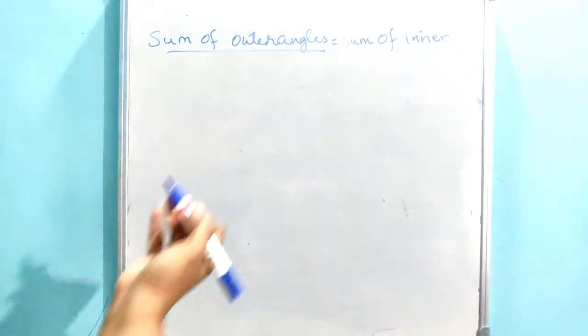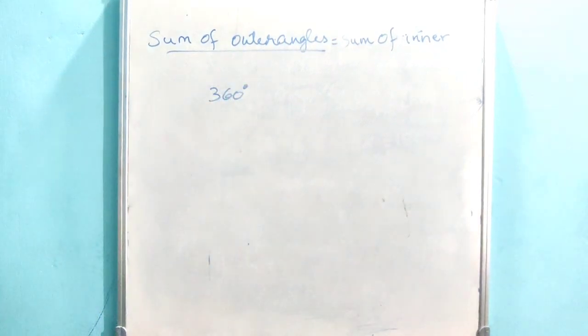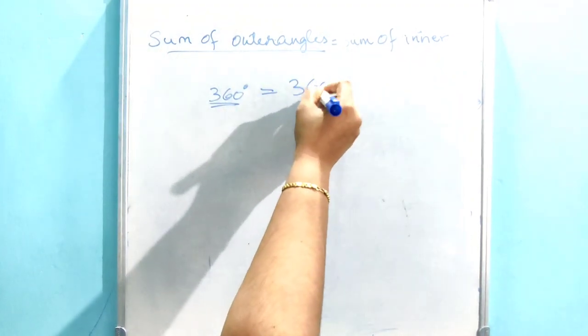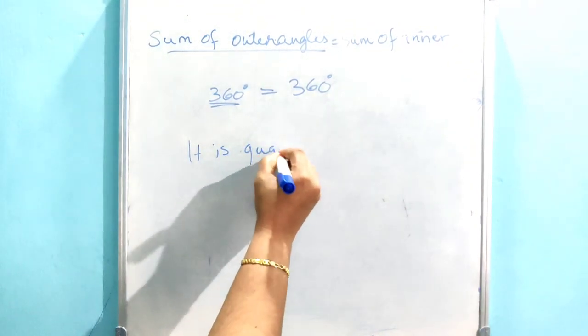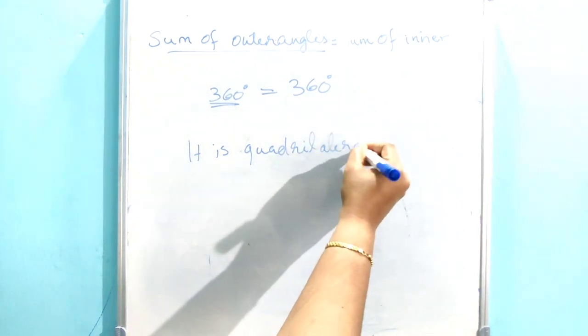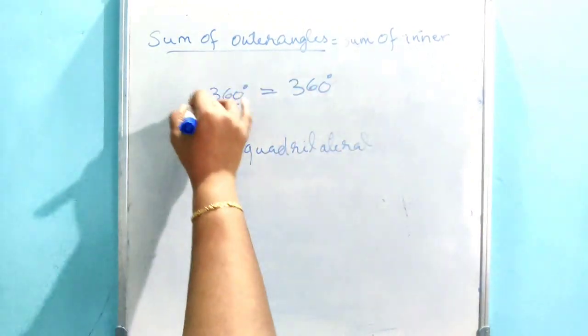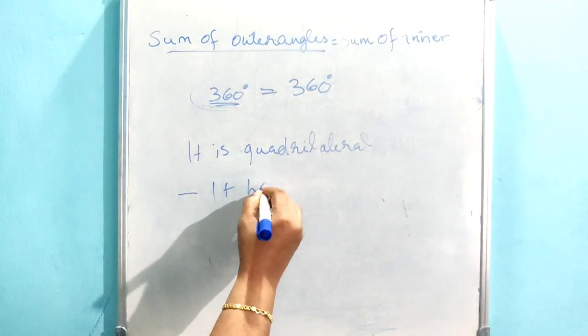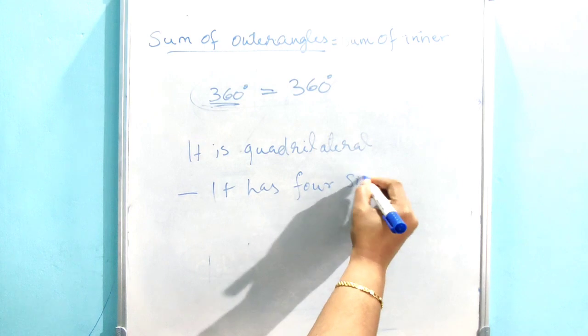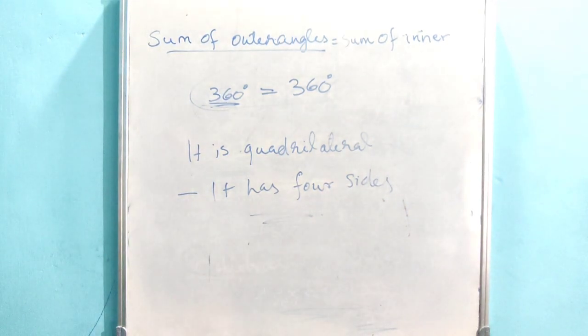We know that the sum of outer angles is equal to 360 degrees. So, the sum of inner angles is also equal to 360 degrees. In a polygon, if the sum of inner angles is equal to 360 degrees, what type of polygon is it? Yes, it is a quadrilateral. In a quadrilateral, the sum of inner angles is 360 degrees, and similarly the sum of outer angles is also 360 degrees. So, it has 4 sides. That is the last question of our third exercise.